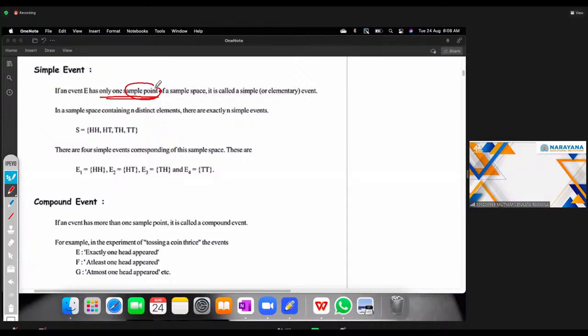See, when you are throwing 2 coins, what happens? Head-tail, tail-head, tail-tail, head-head. These are the 4 simple events. Compound event is one which is not a simple event, but is a subset of the sample space. If the event has more than one sample point, it is called a compound event. I am not stressing too much on this one because these are self-explanatory. You can read, okay?